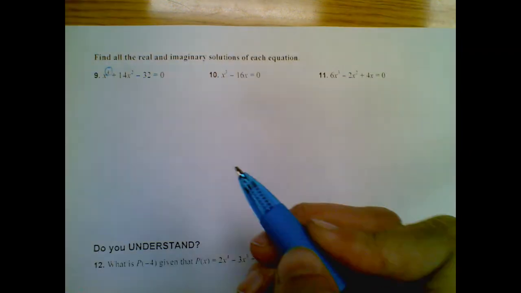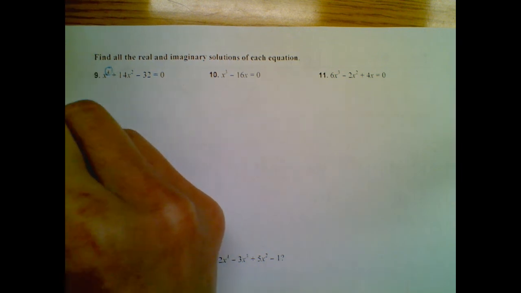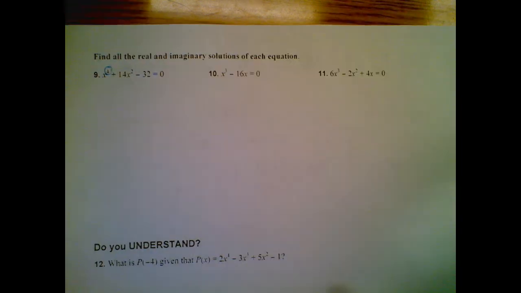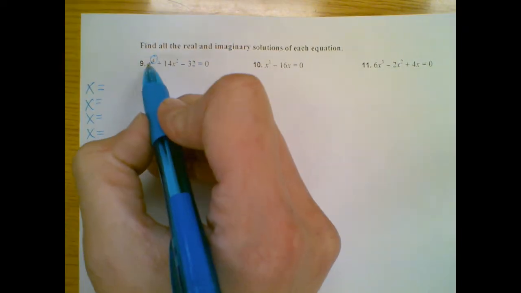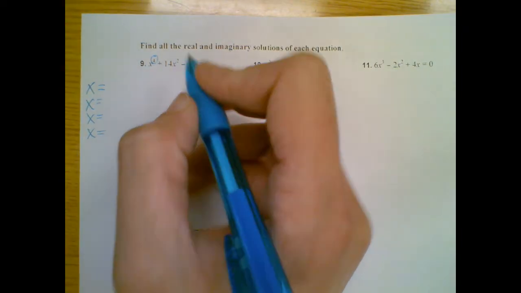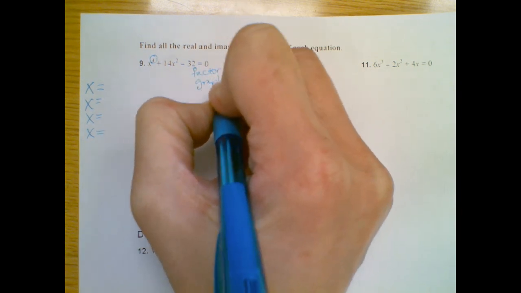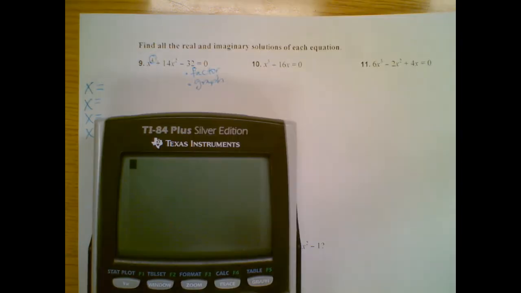So for the first one, if we want to take a look at the degree, the largest exponent is 4. So I know off on the side I'm going to have a total of 4 solutions. Okay, so right from the start, my options are I can't use the quadratic formula. It's not to the second power. So I can either factor or I can graph it. Those are my 2 choices.